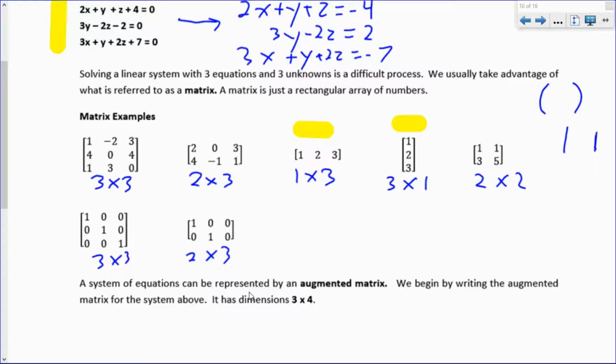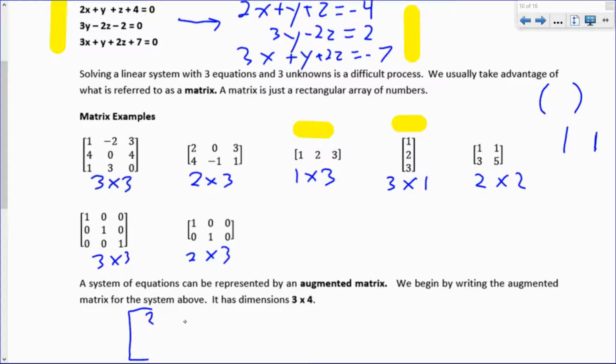There's a lot of definitions in the next little part of this video. Some of them aren't super important for you to know, but I want you to be familiar with them. We begin by writing the augmented matrix for the system above. It would be a 3 by 4 matrix. So what we do is we take this stuff here, and ignoring the x's, y's, and z's, we write everything else in the matrix.